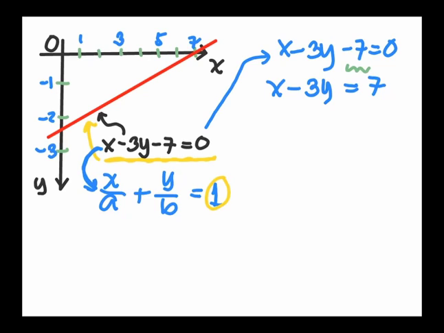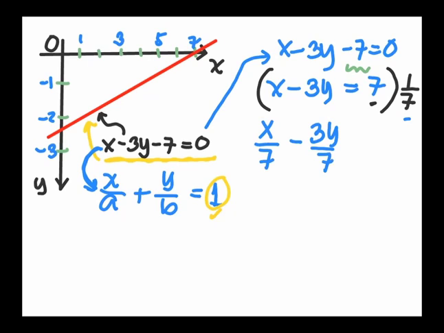But then again, this should be equal to 1. So what shall we do? We need to multiply the whole equation by the reciprocal of this constant, and the reciprocal, of course, is 1 over 7. Multiplying the whole equation by 1 over 7 means we need to multiply each of the terms of the equation by that multiplier. So we'll now come up with x over 7 minus 3y over 7 is equal to 1. So this is now equal to 1.